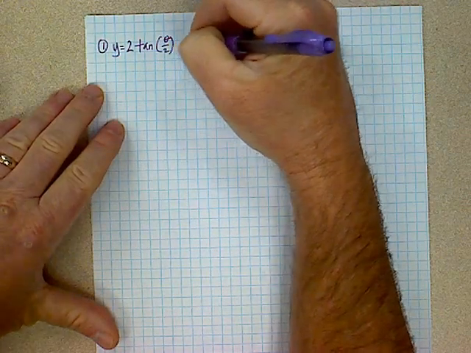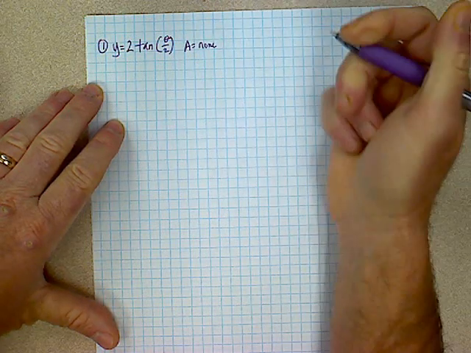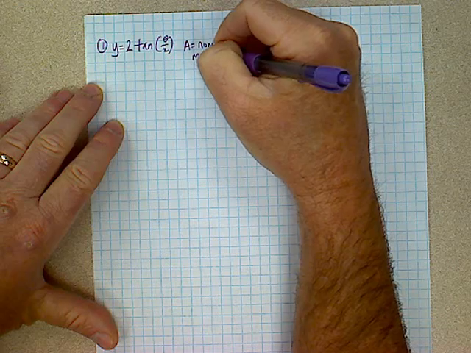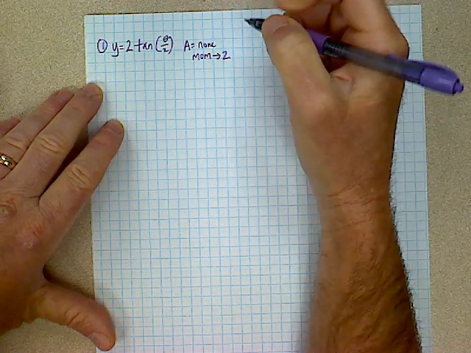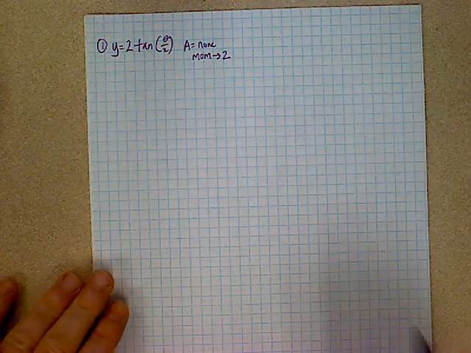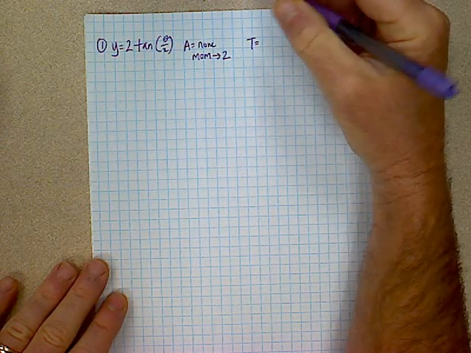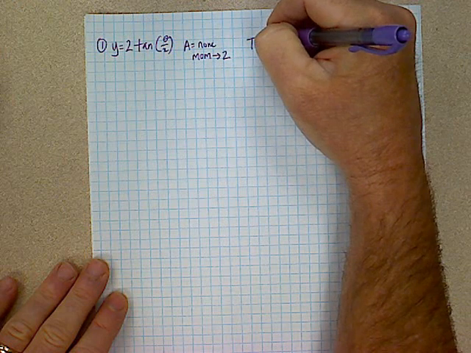Okay, so for amplitude, it's always none for tangent. But for your middle of the middle, you're going to go 2 units. Okay, number in front of tangent. All right, then for period, your period is, let's see, 180 for tangent.